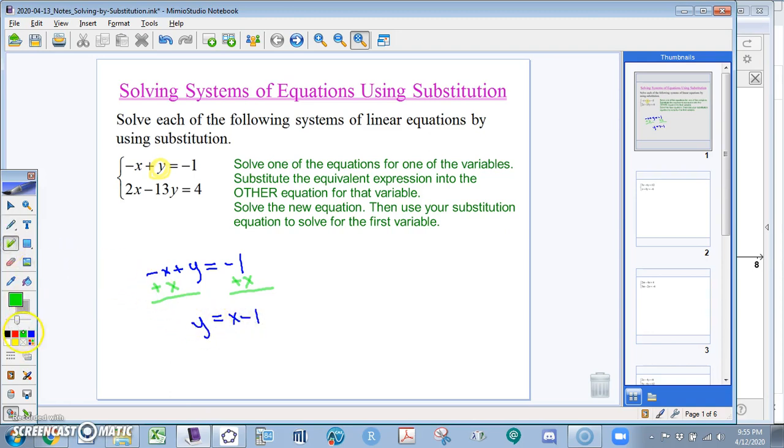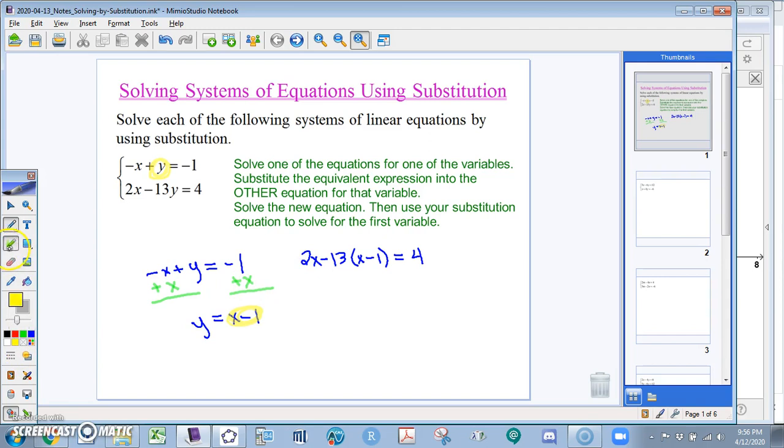So now what that is saying is, anywhere that I see a y, I could instead replace it with an x minus 1. So I come to the second equation, and wherever I see y, I can instead replace it with the expression x minus 1. You definitely want to do that by using parentheses. So now I get 2x minus 13 times the quantity x minus 1 is equal to 4. And now I have one equation with only one variable. This is a very simple linear equation, so we just need to be able to solve that.